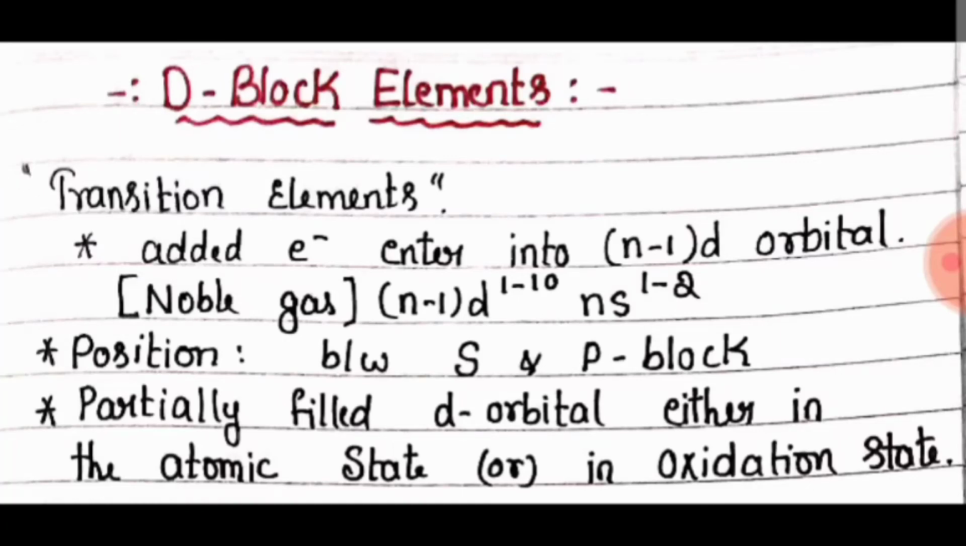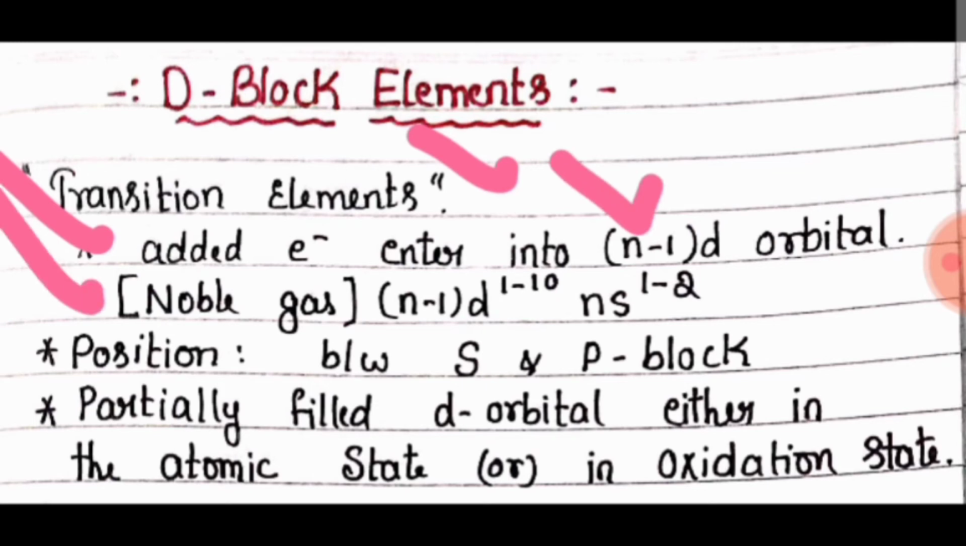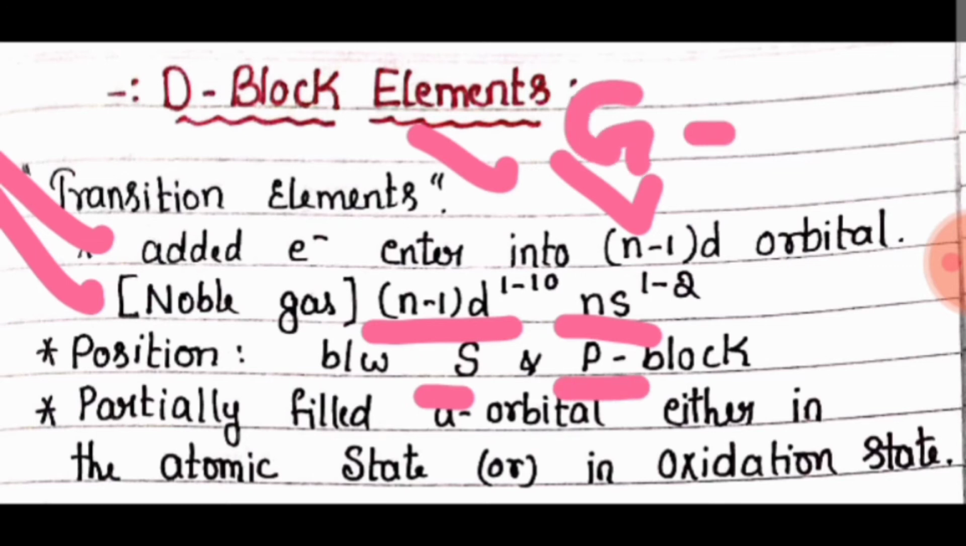Students, in this video, very quickly we are going to revise D and F block elements. Let us start with the D block elements. We know D block elements are commonly called transition elements, and here the added electron means the last electron enters the n-1 d orbital, and the general electronic configuration is noble gas (n-1)d1 to 10 ns1 to 2. And in the periodic table, the position of transition elements is between S and P block, from group 3 to 12, you can find transition elements.